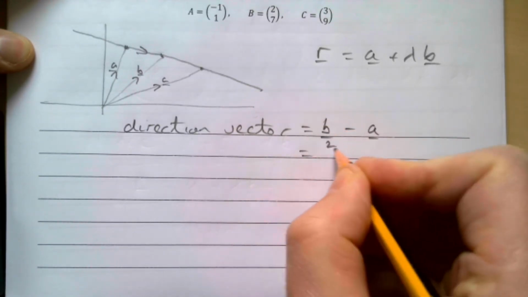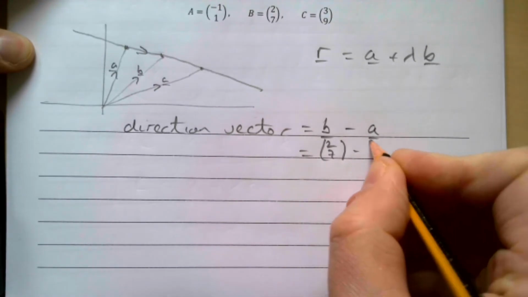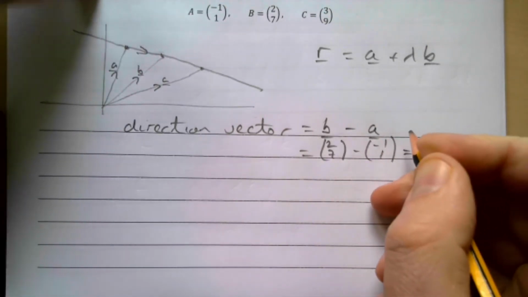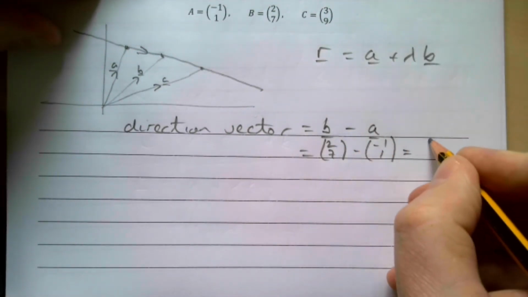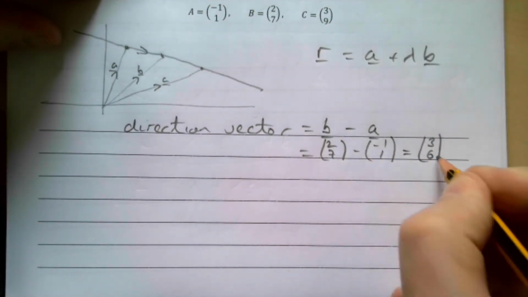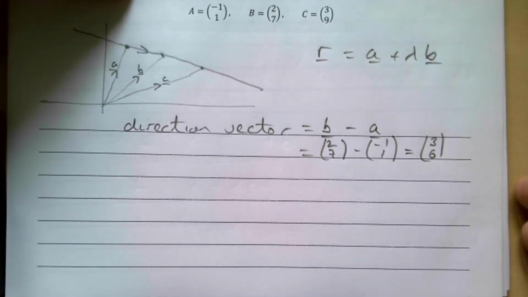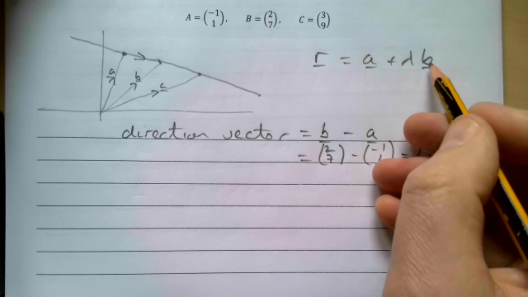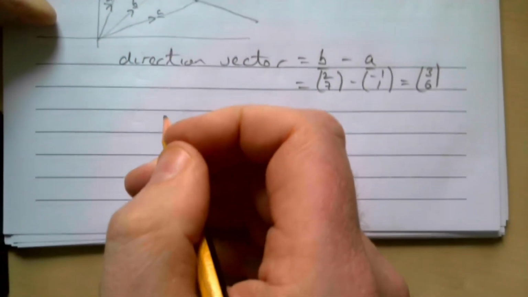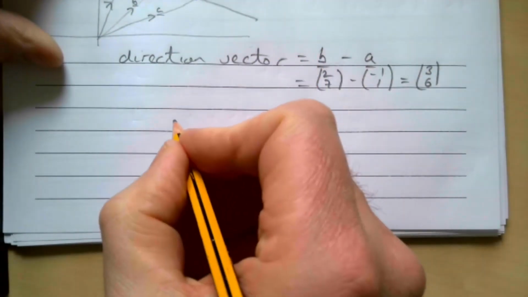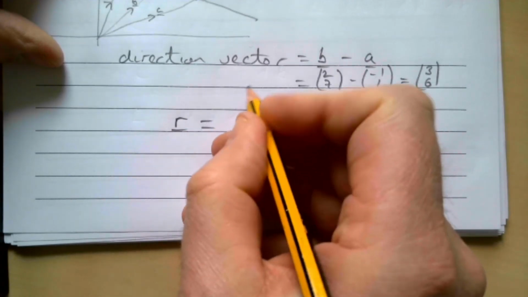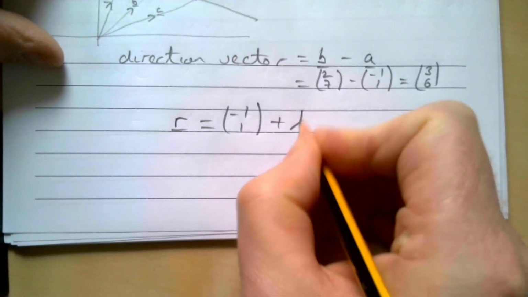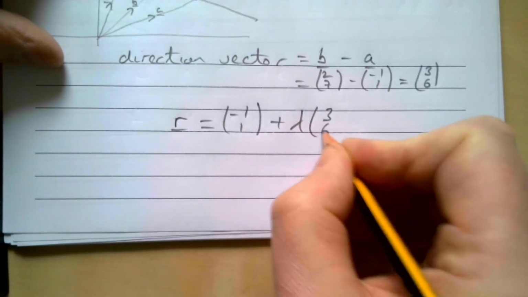So that's going to be 2, 7, take away minus 1, 1, so that would give me 3, 6. So that then is the direction it's going. So I have a point on the line, any of those 3, and I have the direction that it's going. So a vector equation of a straight line here would be r equals a, let's go for just the first point, minus 1, 1 plus lambda 3, 6.